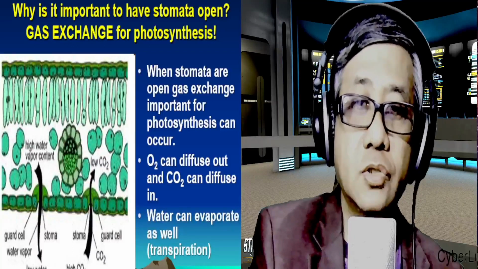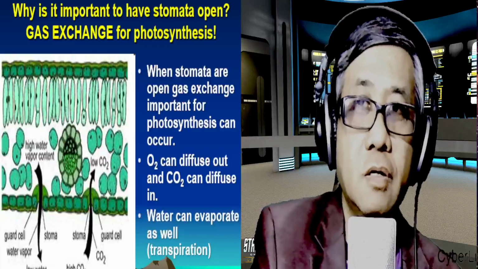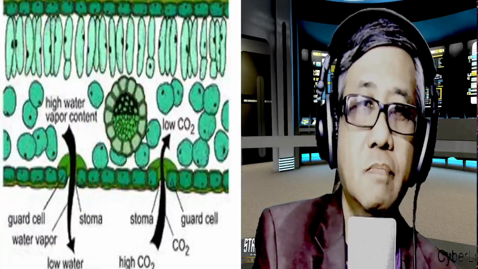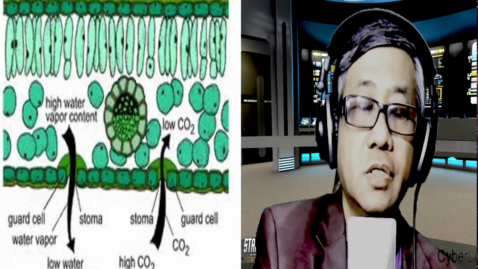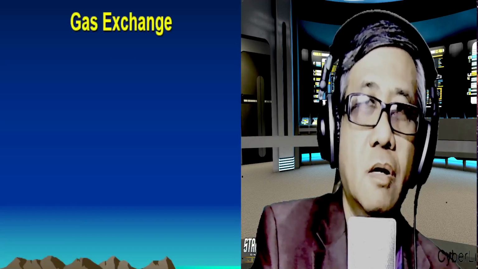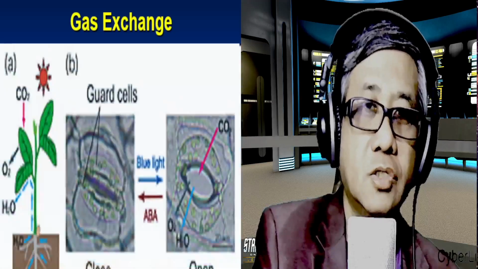Water can also evaporate, and this will trigger the movement of water from the roots to the stem and to the leaves. Alright, so it is important for the stomata to open, so gas exchange can occur.